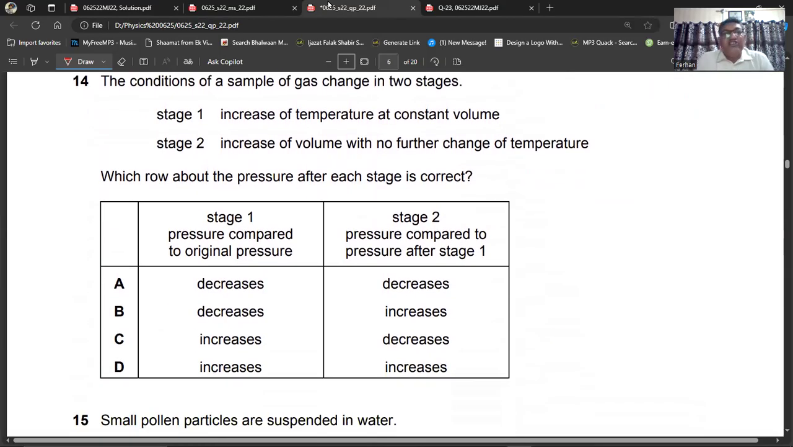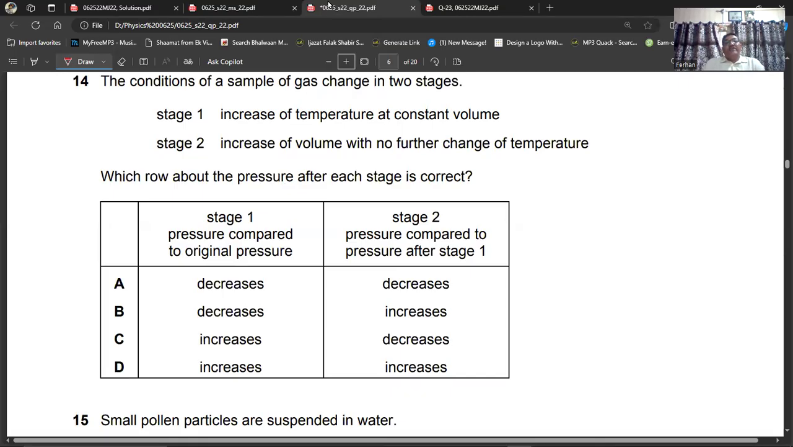Question number 14. The conditions of a sample of gas change in two stages. Stage number 1, increase the temperature at constant volume. And stage number 2 is increase of volume with no further change of the temperature. Which row about the pressure after each stage is correct? You see, in stage 1, when you increase the temperature at constant volume, the pressure and the temperature are directly proportional to each other. If you increase the temperature, the pressure will increase. So this is for stage 1. So either it is C or it is D.